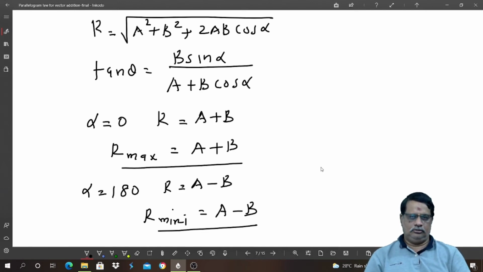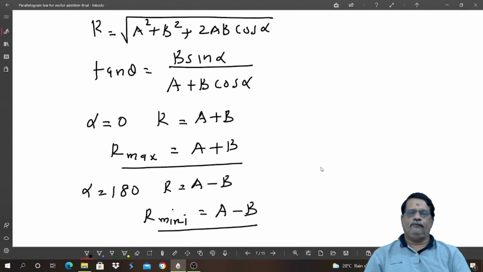These two are very important results, R minimum and R maximum. Why are they important? Because the resultant of two vectors can have a maximum magnitude of A plus B and a minimum magnitude of A minus B. So any value lying above A plus B or below A minus B cannot be a possible value of the magnitude of the resultant. So that is very important.